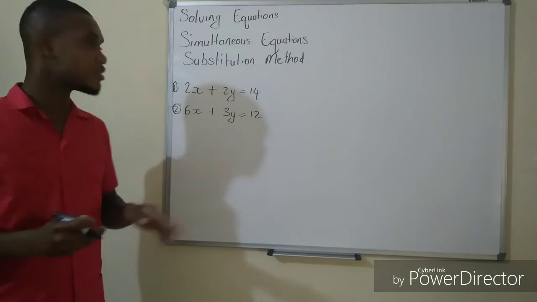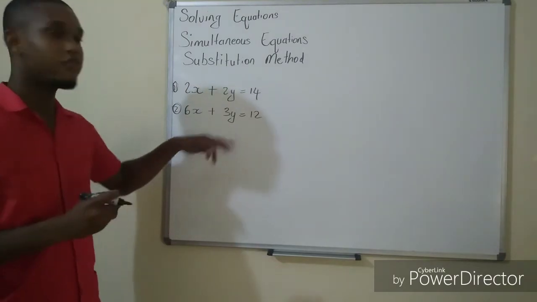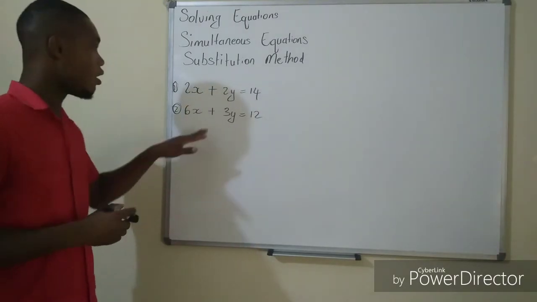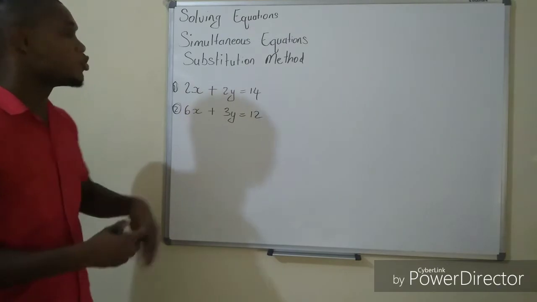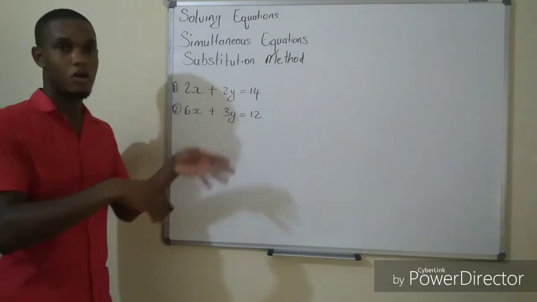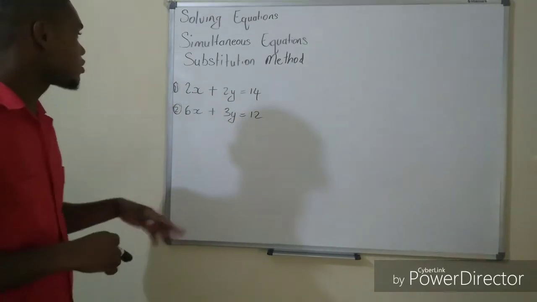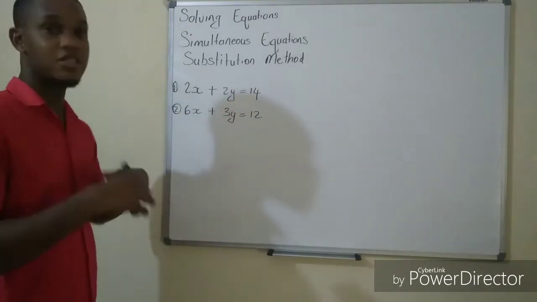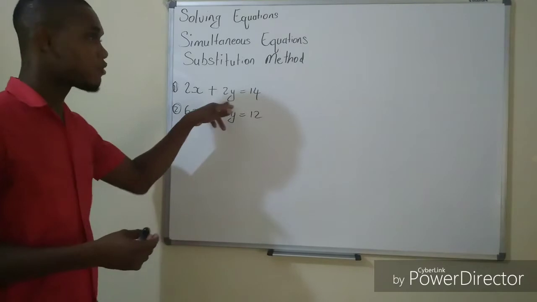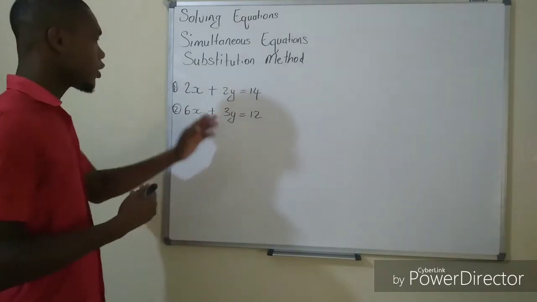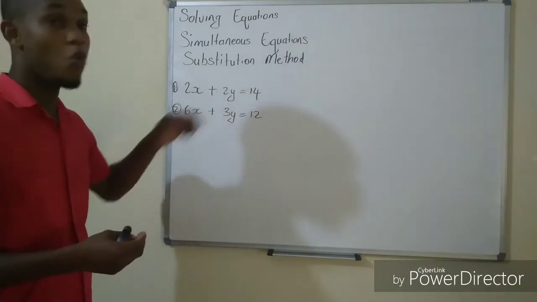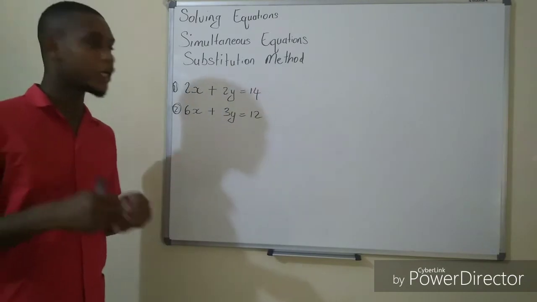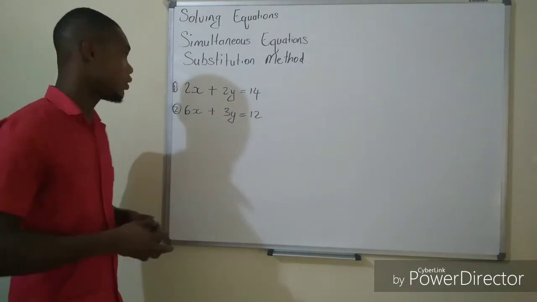But for you to do that, you have to make one of the variables the subject of the equation, and then you'll just input it in the next equation. So I'm going to use equation 1 in order to simplify it, or to make one of the variables the subject. I'm going to allow y to be the subject. We generally try to make y the subject of the equation.